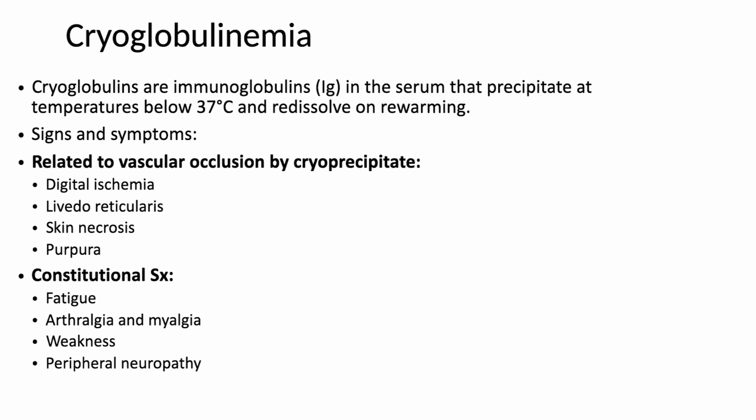Remember, when you are checking for cryoglobulins, you have to make sure the temperature is warm on the tube, so the tubes are warm, because if it goes below 37, you will get false negative results because they are going to precipitate.